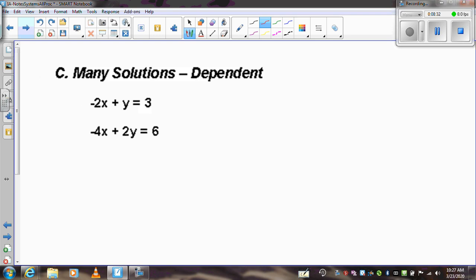Okay, so now let's look at something that has many solutions. Since I did the last one with the addition-subtraction method, what I'm going to do on this one is substitution. So I'm going to bring the 2x to the other side, so we have y is equal to 2x plus 3. Now I'm going to take that expression, 2x plus 3, which is the same thing as y, and put it right in here.